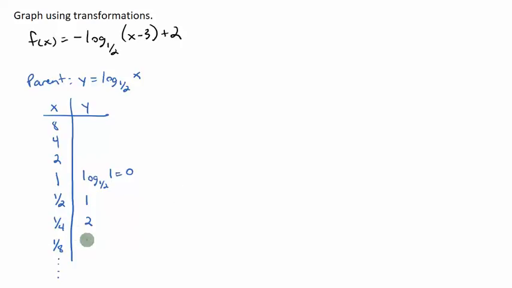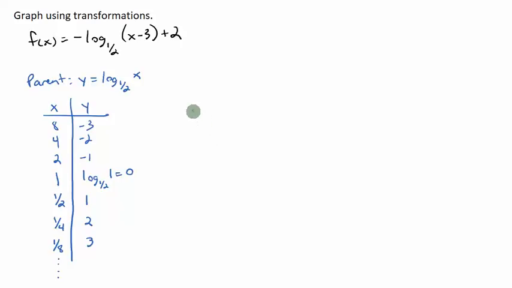Log base 1/2 of an eighth is 3. And then log base 1/2 of the reciprocals are just the negative values, so -1, -2, and -3. Okay? So all I did here is take log base 1/2 of each of these x values.